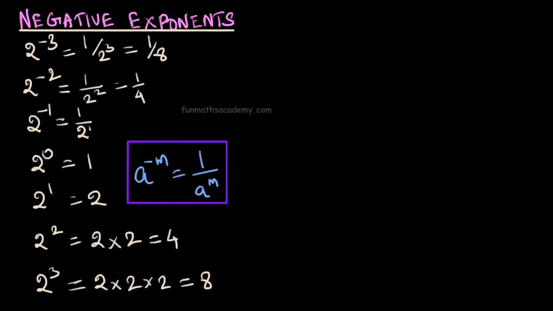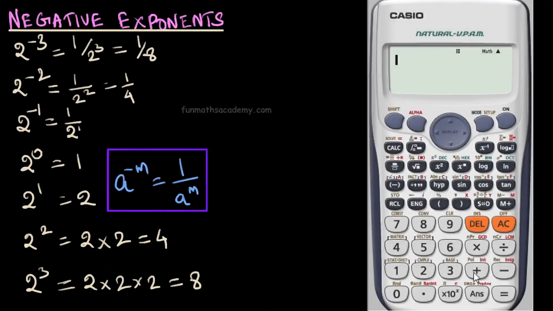We shall now see how to use a calculator to find exponents. We can directly find the square or cube of a number. To find 2 square, first press 2, then press the x squared button and press the equal to button to get the answer. We get 4. To find 2 power 3, press 2, then press the shift button, then press the x squared button, and pressing equal to, we get the answer, that is 8.